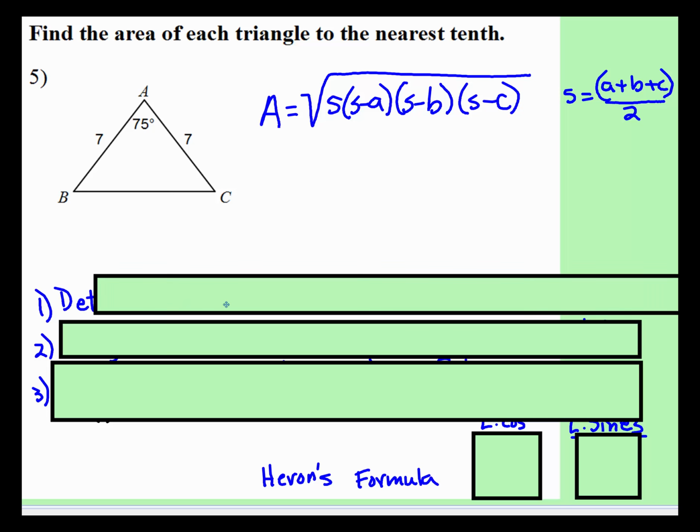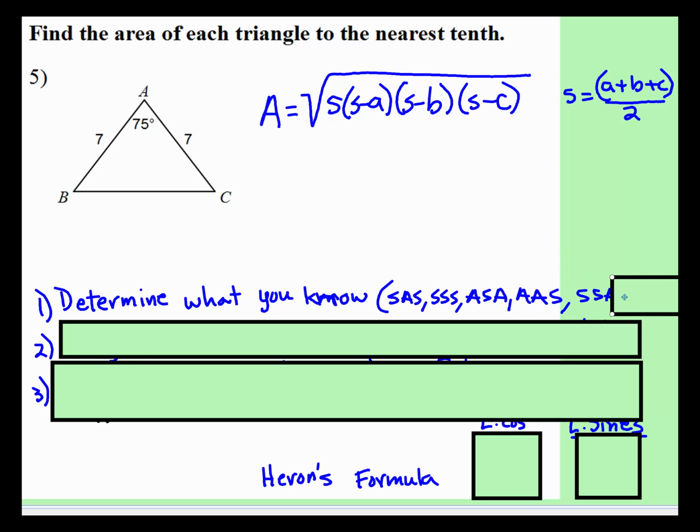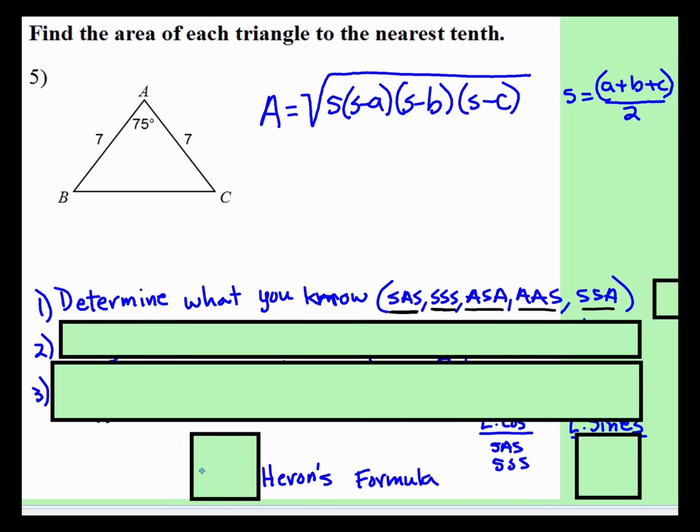So here's the tip. Determine what you know. What is the information? Do you know side, angle, side? Do you know side, side, side? If you knew all three sides, you'd be okay, because that's all you need to know for the area. Angle, side, angle, angle, angle, side, side, side, angle.